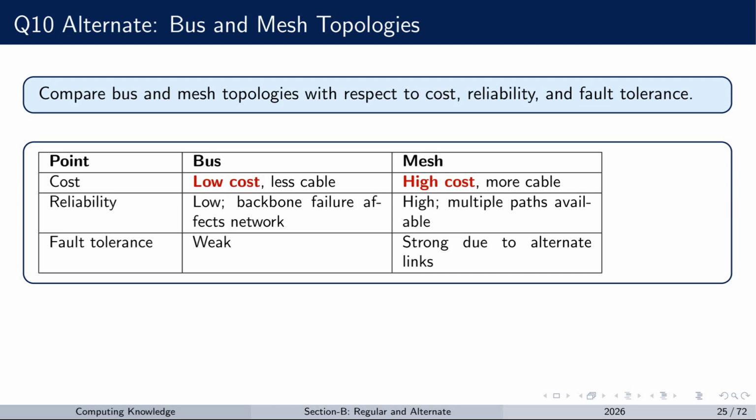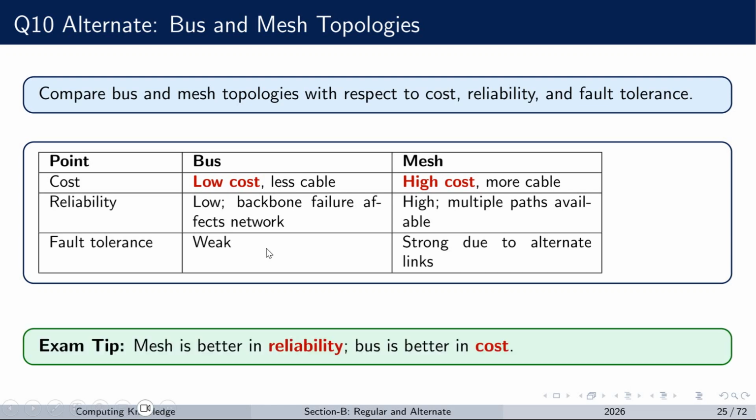From a reliability point of view, bus is low, as a backbone failure affects the network. In case of mesh topology, reliability is very high, as multiple paths are available. From a fault tolerance point of view, bus topology is very weak, while mesh topology is strong due to alternate links and paths. Mesh is better in reliability, bus is better in cost.